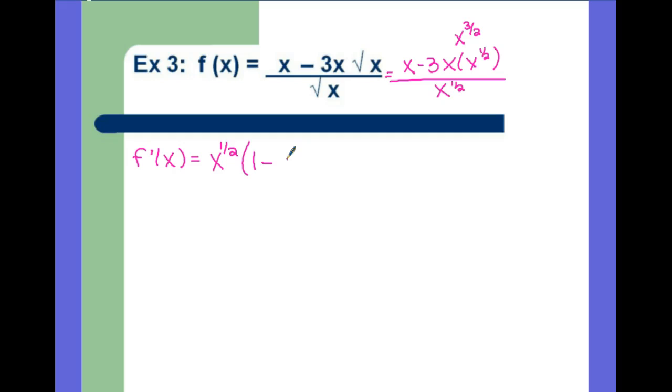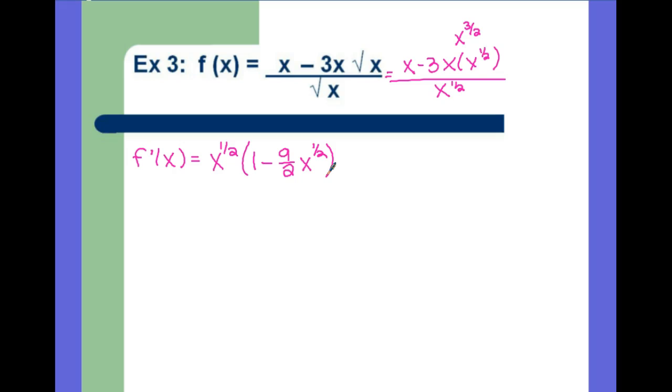So, derivative of x is 1. This is a minus 3. I didn't write it up there. So, it's a minus 3x to the 3/2. So, you have to multiply the negative 3 times the 3/2. So, you get that 9/2 x. And then you subtract 1 away. So, 1 away from 3/2 is 1/2.